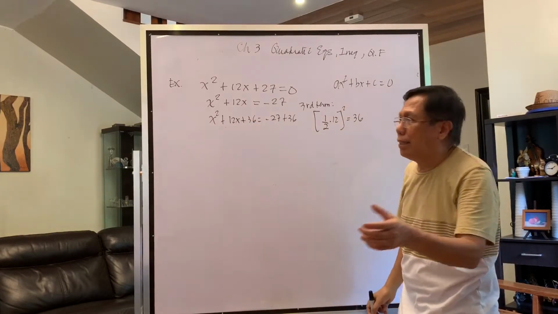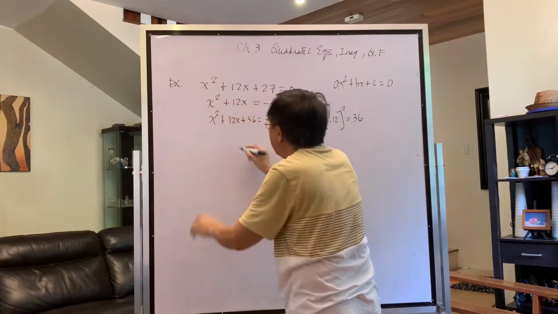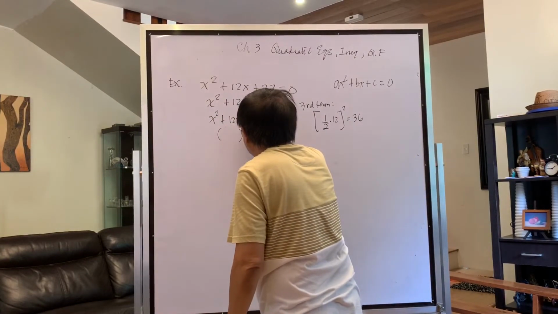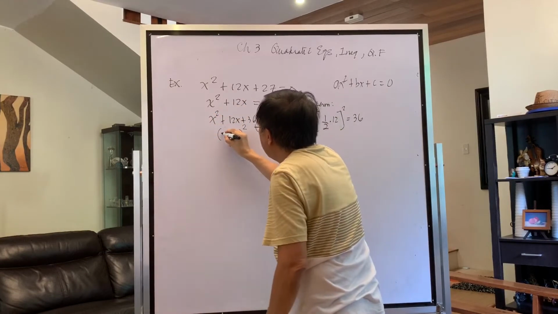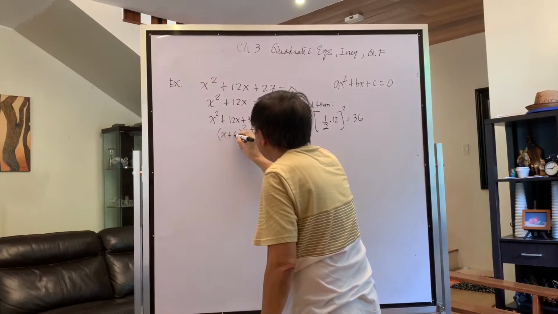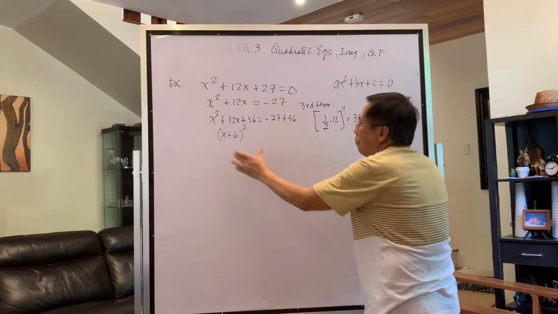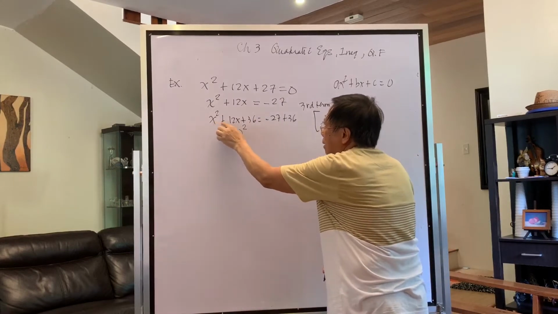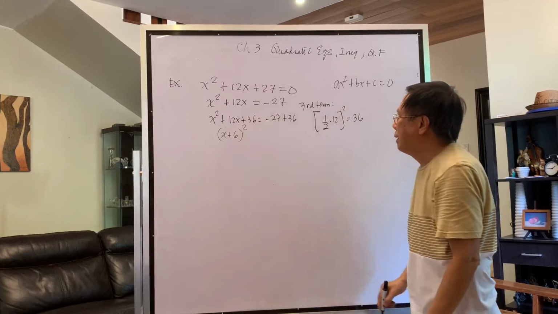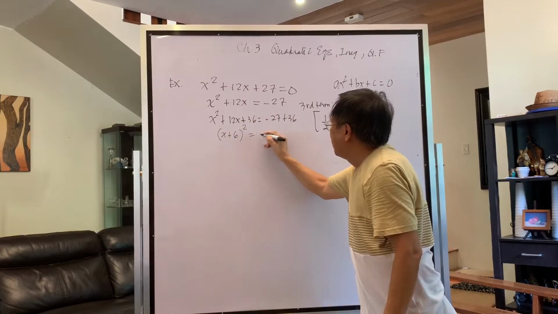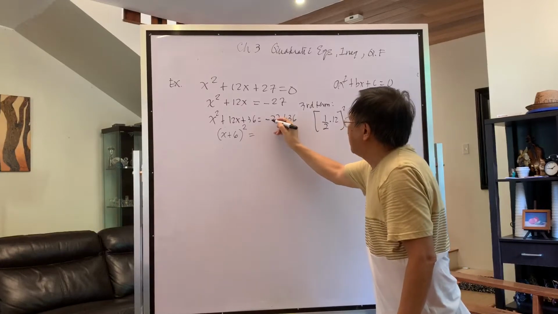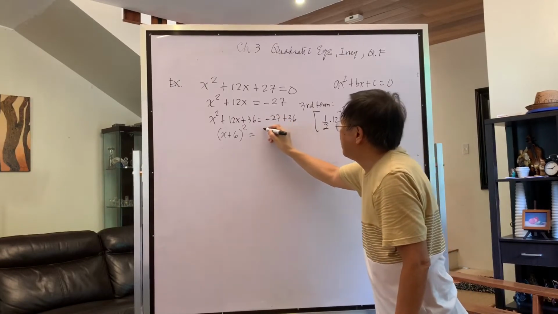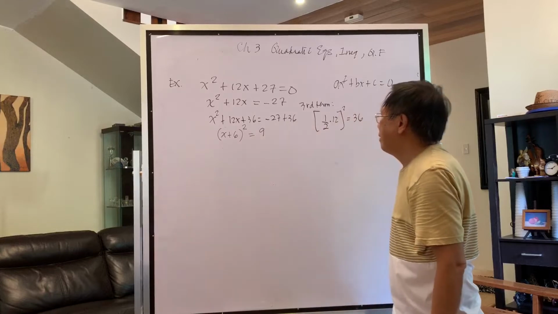Now we are ready to write the left-hand side as a square of a binomial. That was our purpose, to have the left-hand side be written as a square of a binomial. That binomial is x plus 6. If you expand this, it becomes x squared plus 12x plus 36. Then, simplifying the right-hand side, negative 27 plus 36 is equal to 9.